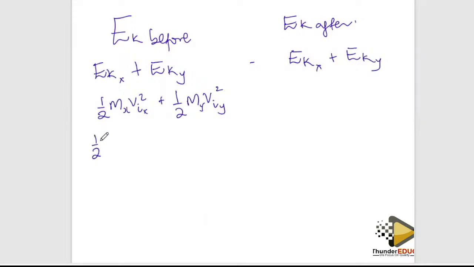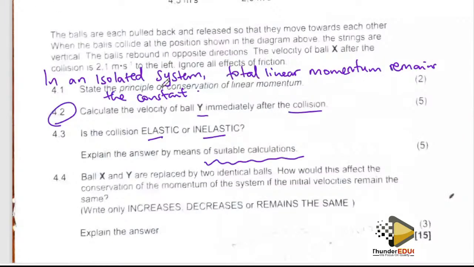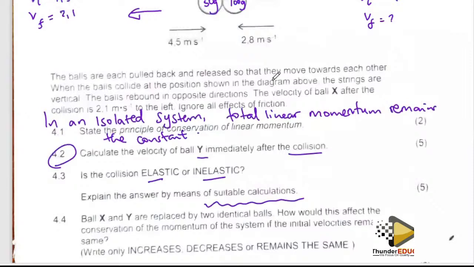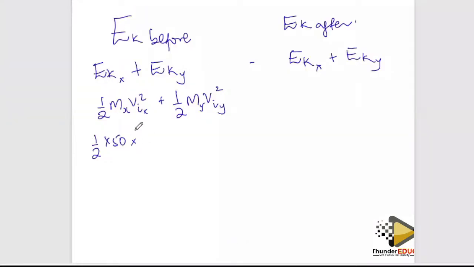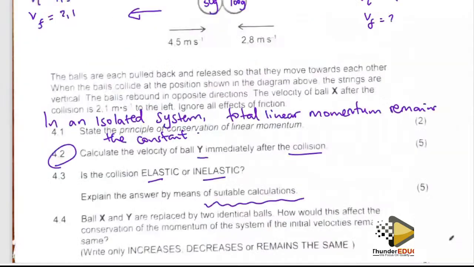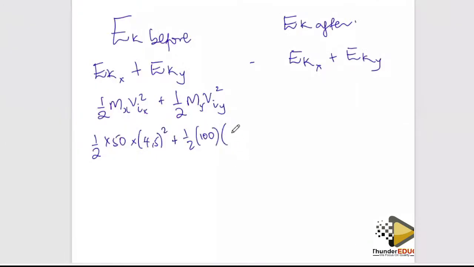So that's going to be a half. The mass was 50, okay, times the initial velocity. We said it was 4,5. Okay, this is 4,5 squared. Plus the y brackets now. Okay, so that's a half. The mass was 100. And then the velocity initial, remember it's a negative 2,8. And then square that.